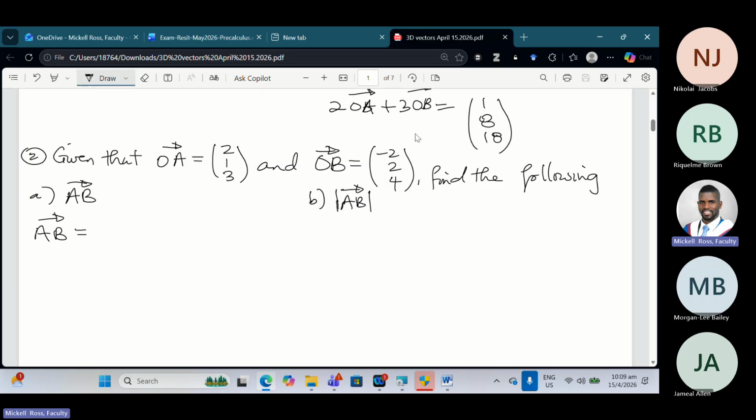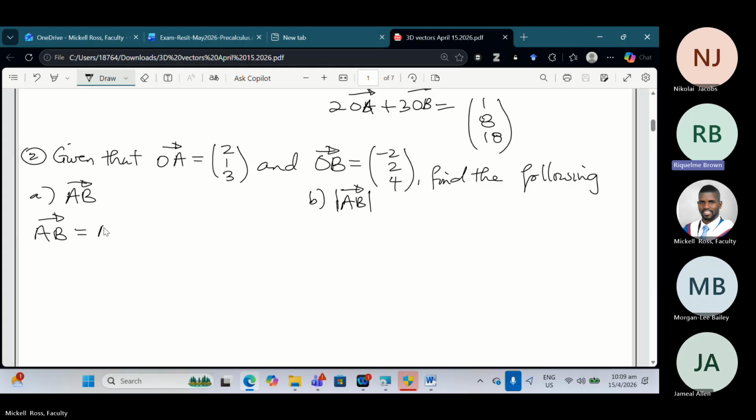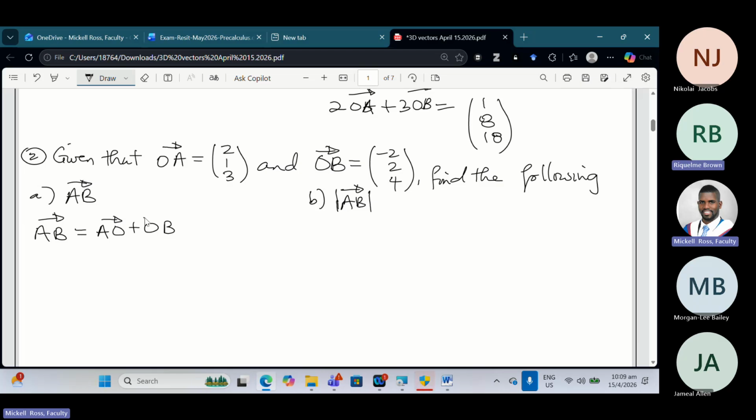So if I want to get from A to B, how would I move from A to B? Go to A, O, and then OB. So we're going to have to go from A to O and then from O to B. So A to O is going in the opposite direction of the vector, because please note AO is opposite to OA.